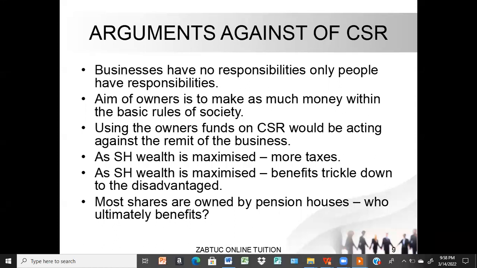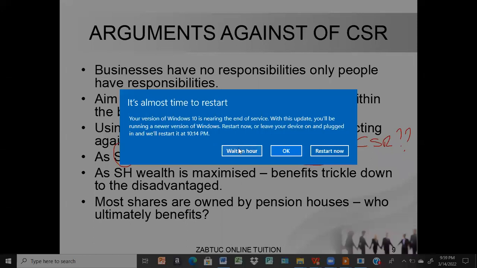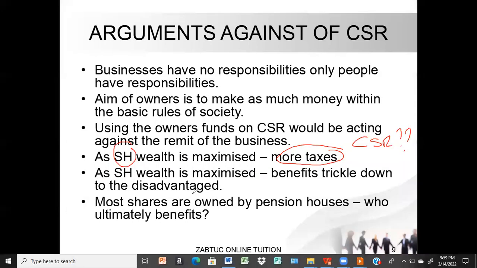Then there's an argument that, wait a minute, we must be very realistic. When we make more money for the shareholders, correspondingly, if our tax system is working well, we're going to pay more tax. So why should we now start talking about CSR? As shareholders maximize benefit, it trickles down to the disadvantaged. So that's another argument, that actually, forget about it, the benefits will automatically go to the people down.